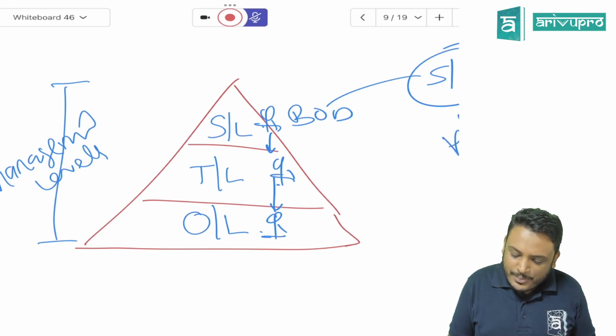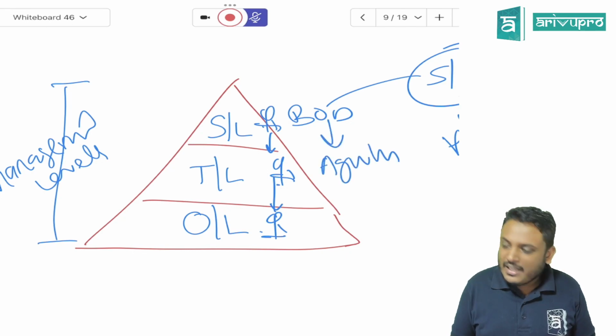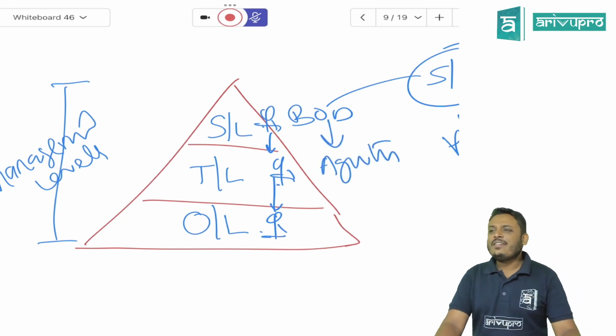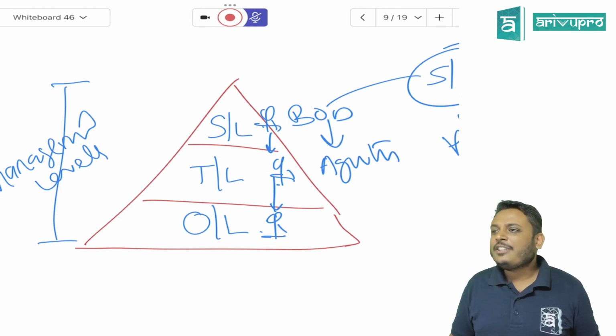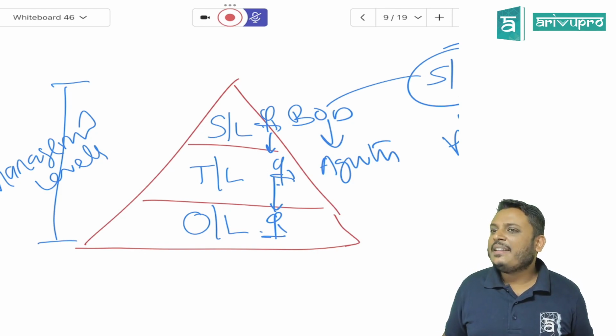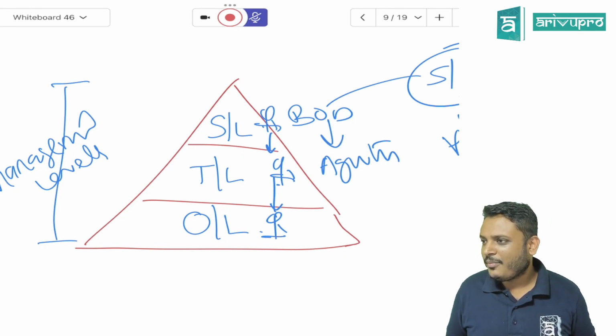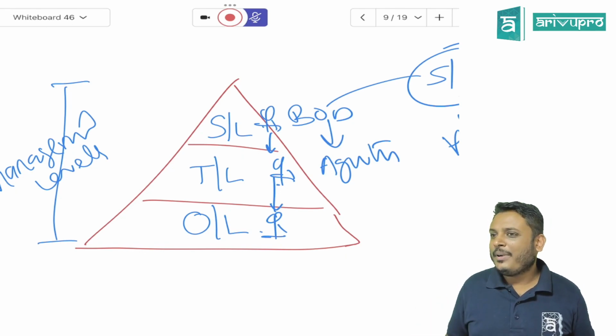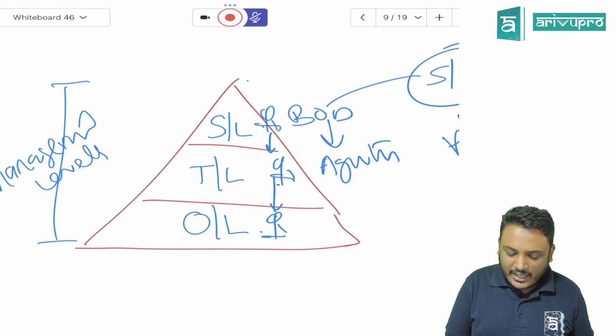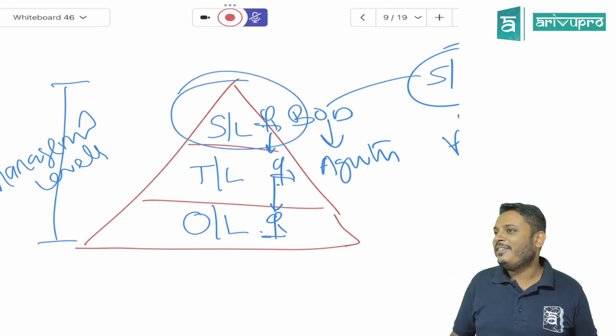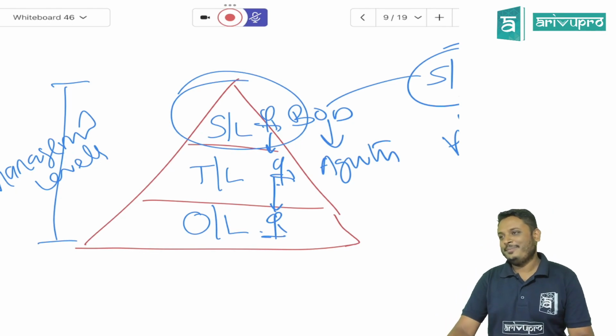Another way to see it: shareholders are the principals, and the board of directors and management are agents. What is the role of an agent? To maximize the interest of principals and other stakeholders. Is that actually happening? No. Why is it not happening? Because these strategic level people have massive power. That's why it's not happening.